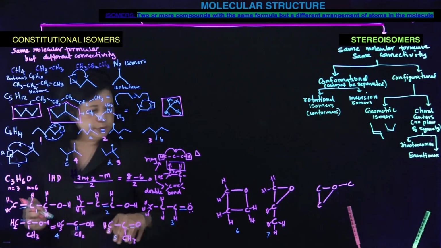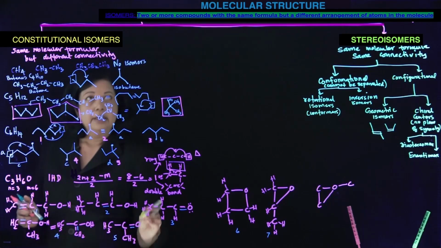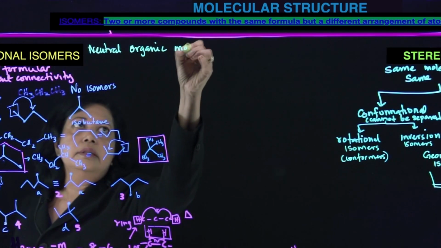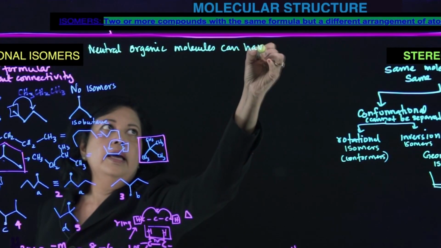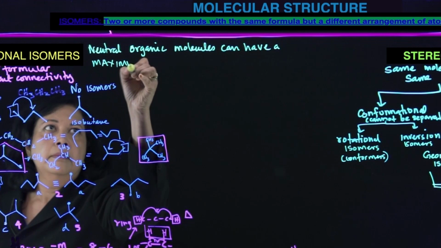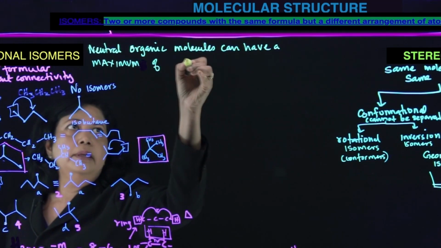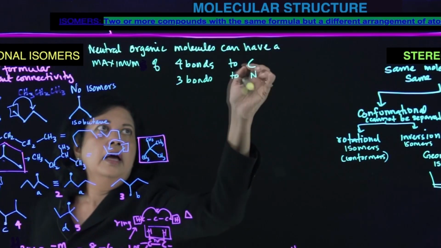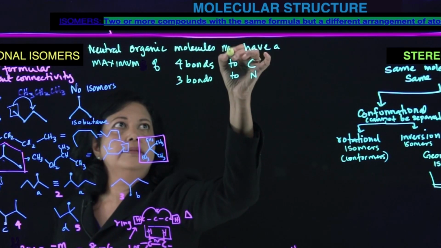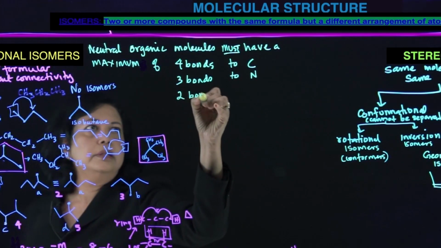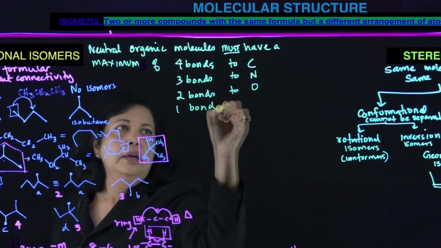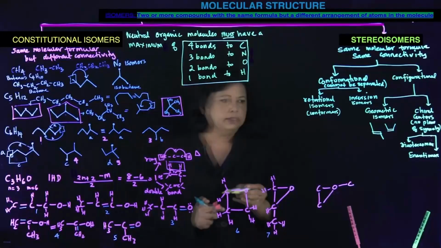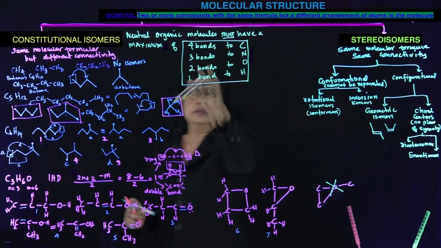So in this constitutional isomer, something that you absolutely must bear in mind is these are neutral structures. Neutral organic molecules can have a maximum of 4 bonds to carbon, 3 bonds to nitrogen. Must have, I should say, must. You cannot have less than that if you want it to be neutral. 2 bonds to oxygen, 1 bond to hydrogen. This is something you really cannot violate. So just always bear that in mind. So here this is wrong because you put 3 bonds to oxygen.